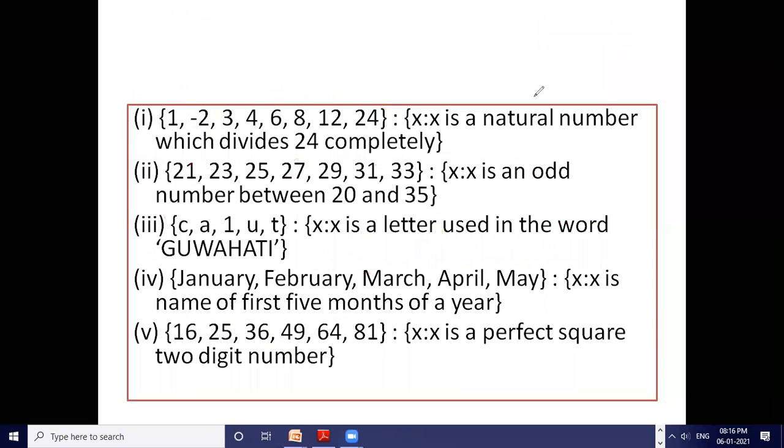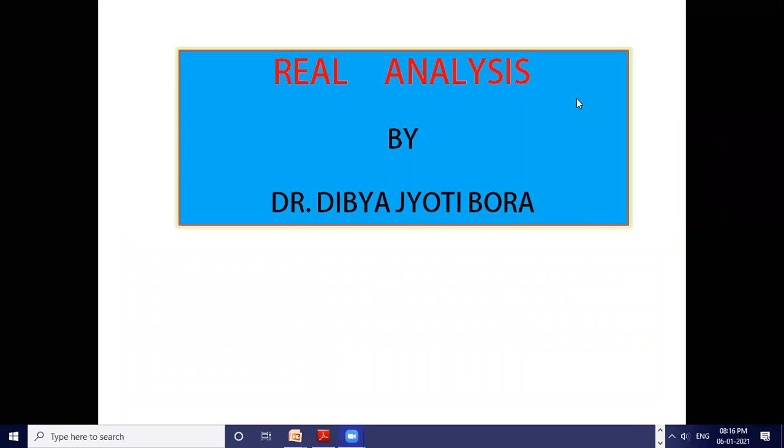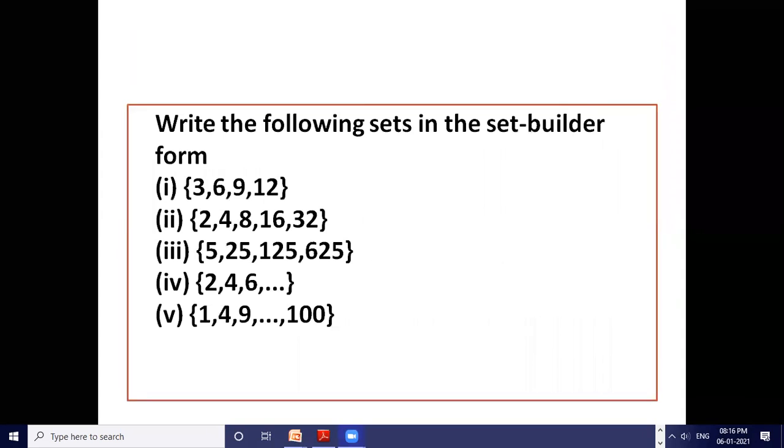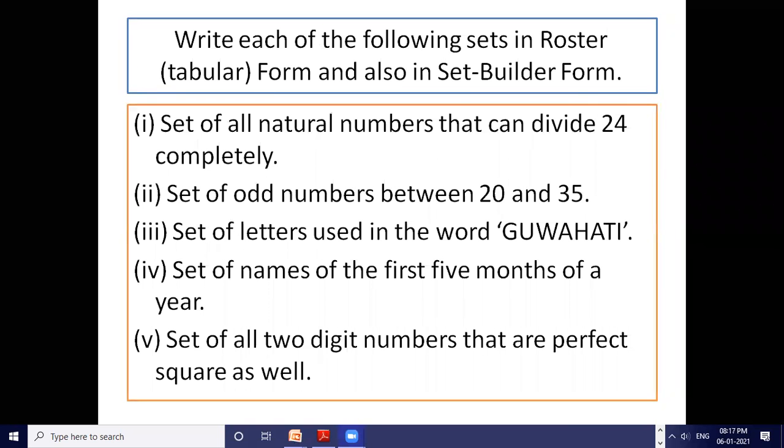So guys, I think as this was the first lecture, what I have discussed today is sufficient. So a small recap, what I had discussed today is the definition of set, real examples of it, and the representation of set as a set builder form and roster or tabular form.